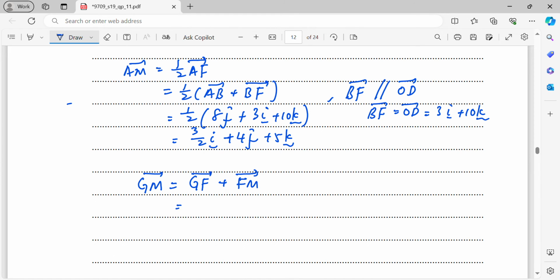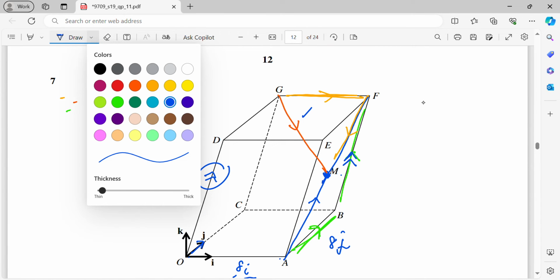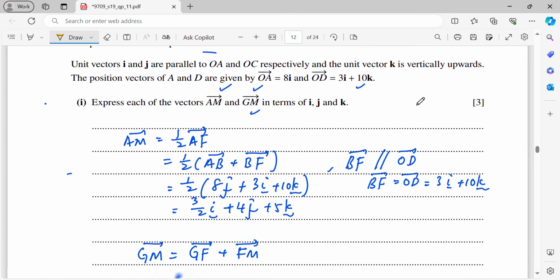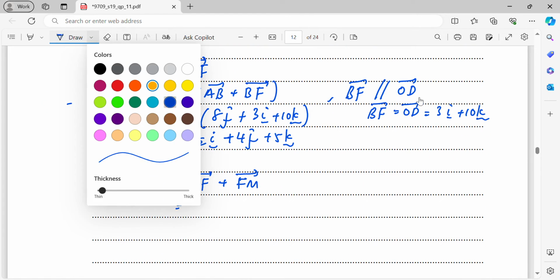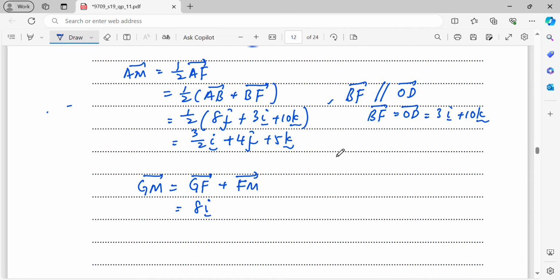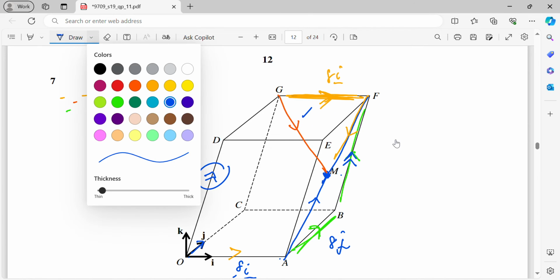Now, GF is basically in the same direction as OA. Therefore, I know that this is 8I. So here I will write 8I. Now my FM. Okay, FM, look at here.